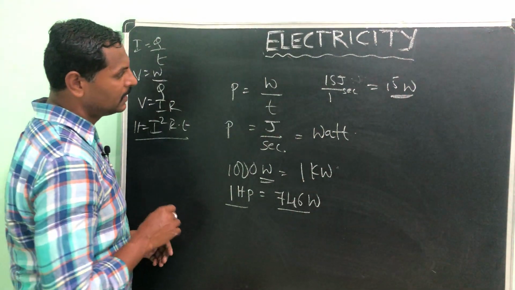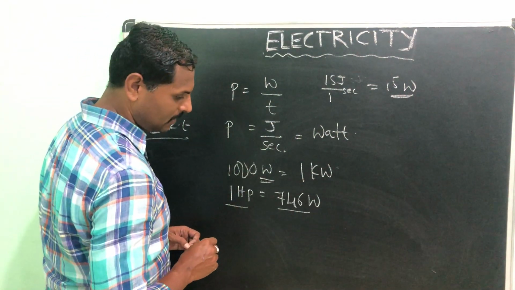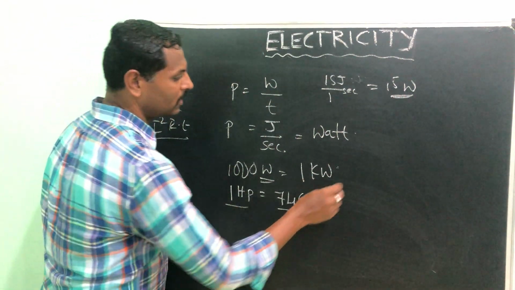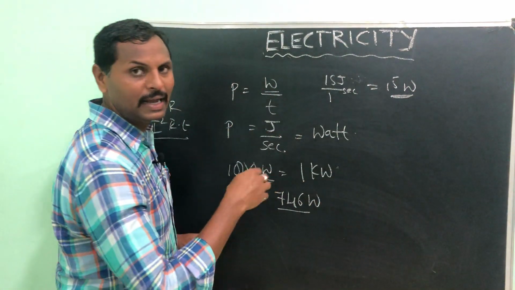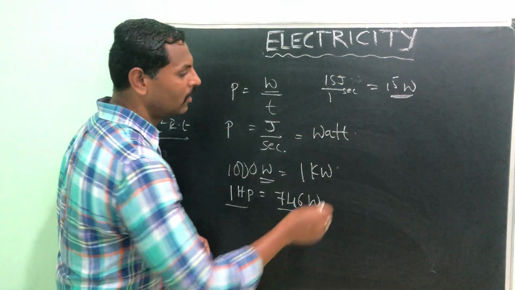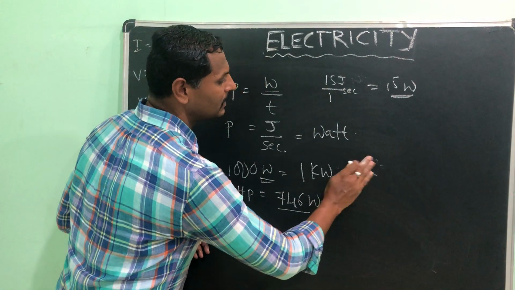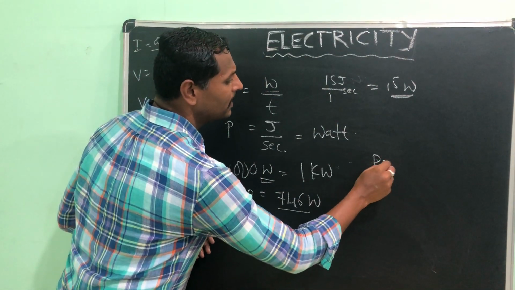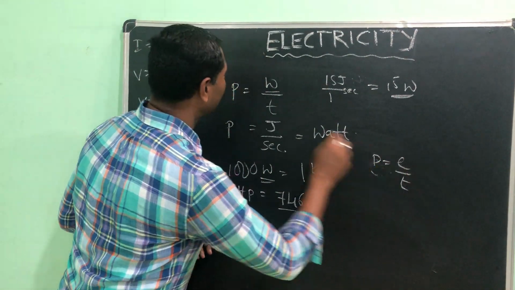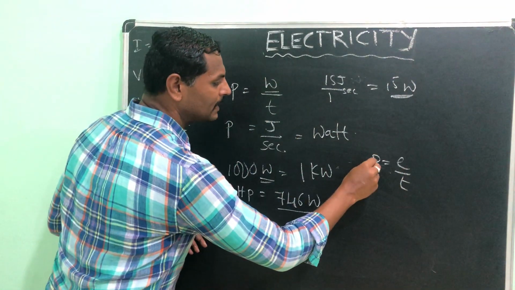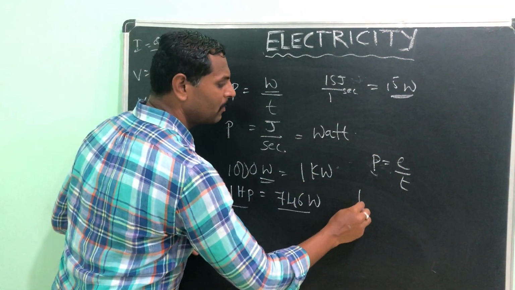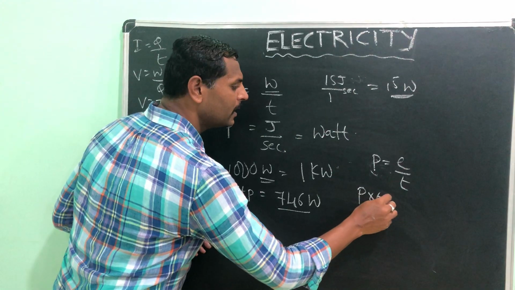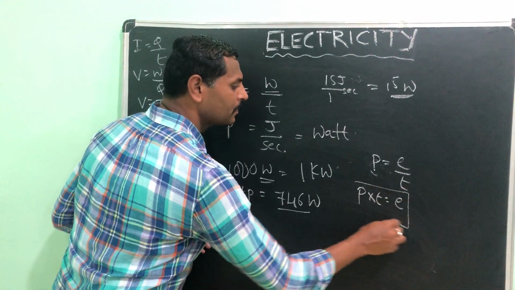And we will simply see what is energy. Okay, energy means what? Work is nothing but energy only. Energy is nothing but, from P is equal to E by T, power is equal to E by T. So energy is nothing but P into T.